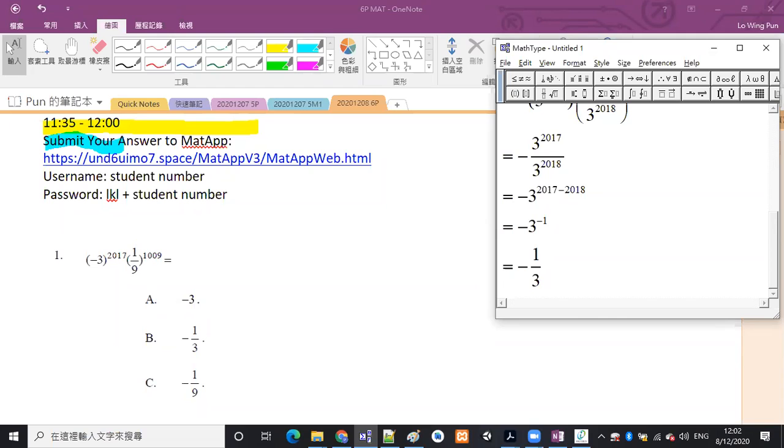If you just use the calculator, it will give you, I don't know whether it is math error or 0. It may not give you the correct answer if you just use the calculator here. So I suggest you do the steps clearly for this type of question.